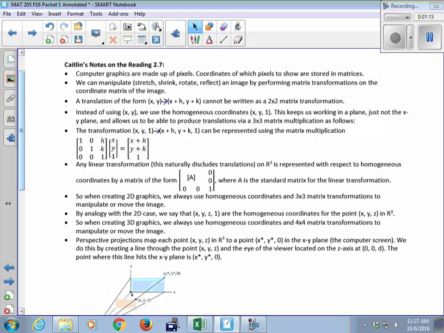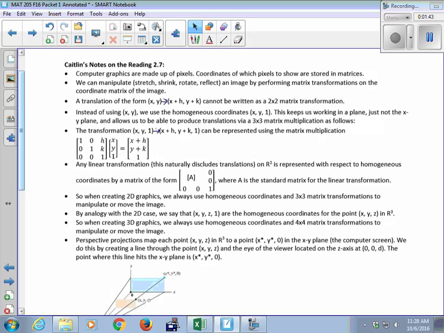Okay, so we're still working in a plane, right? Where z is held fixed. So we're still in a plane. It's just not the xy plane. And it allows us to produce translations via 3x3 matrix multiplication. So if you take this matrix where you put ones on the diagonal, zeros everywhere except for the 2 entries in the third column, those are your x translation and your y translation.